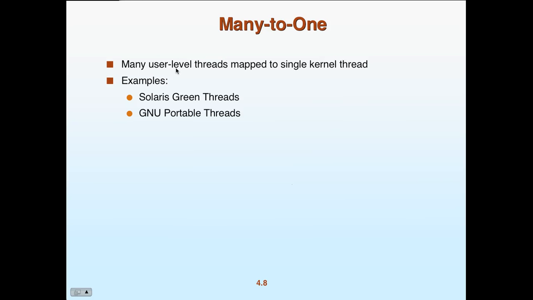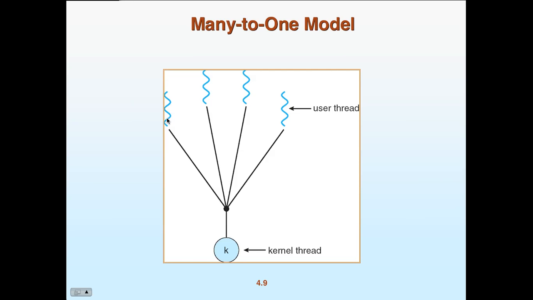Let's talk about the many-to-one. Many user threads mapped to a single kernel thread. Examples are the GNU Portable Threads library and the Solaris Green Threads library. Green because it was taking up less processing power, essentially. Here's what it looks like.